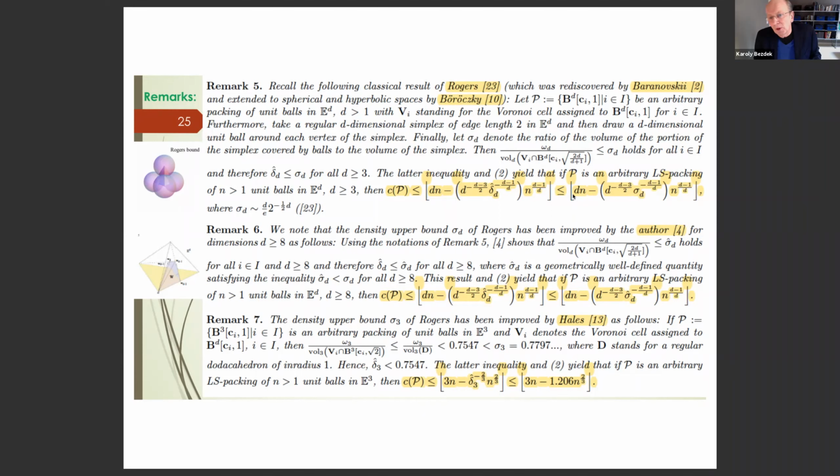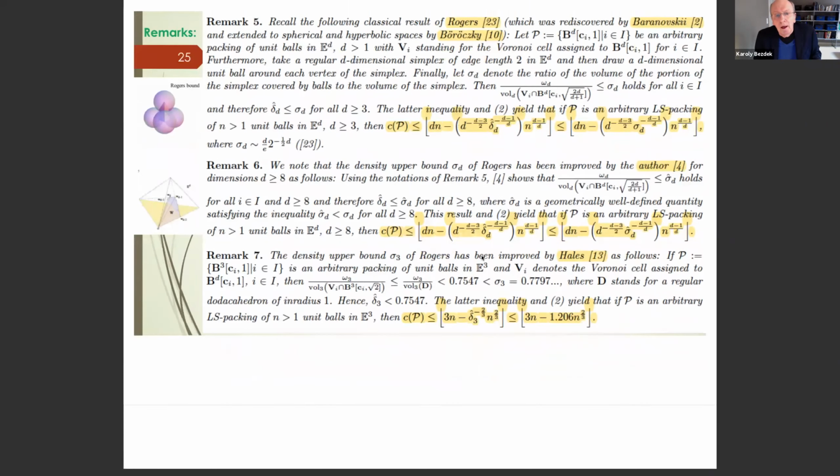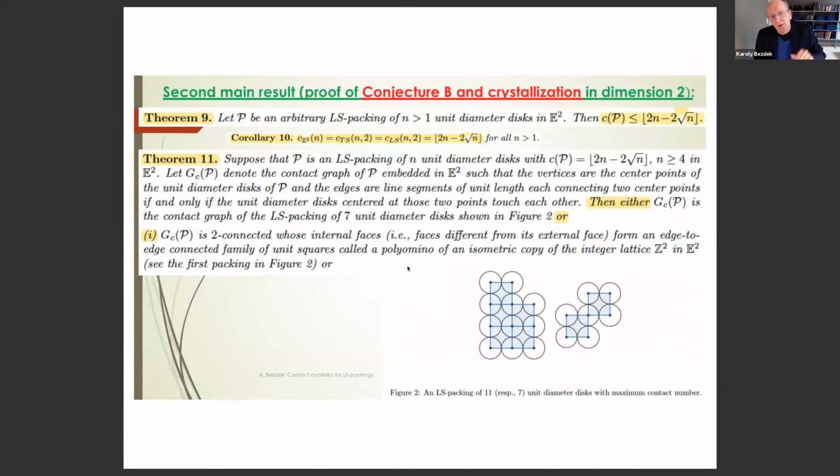This is what I'm doing. And if you use the asymptotic formula for sigma sub d, then we get a better understanding of the order of magnitude of the estimate that we have here. And the other theorem that I have here for locally separable unit ball packings for their contact numbers is more pleasing.